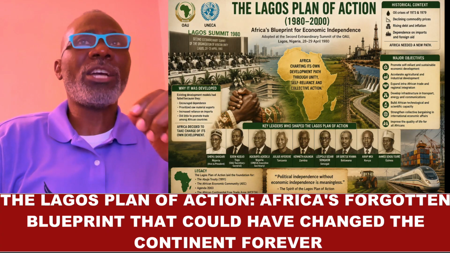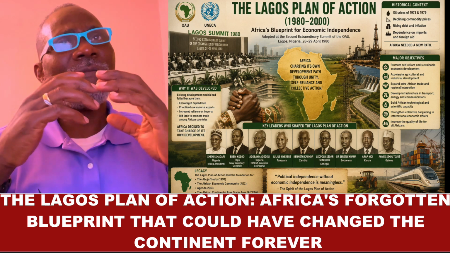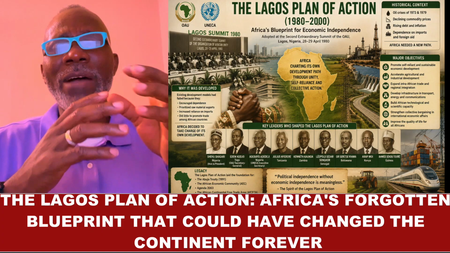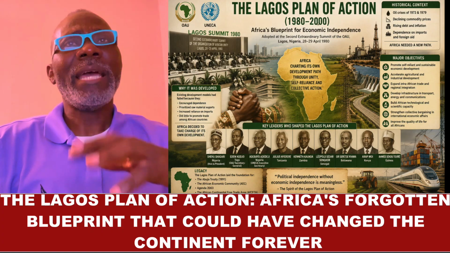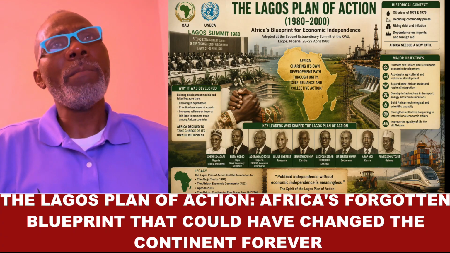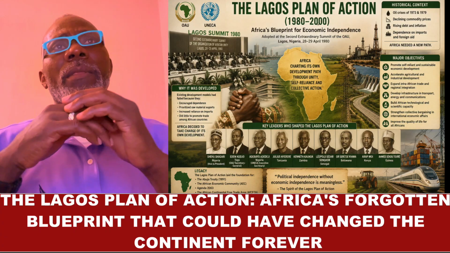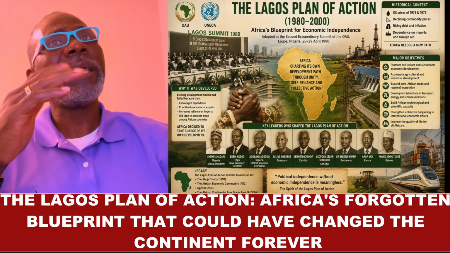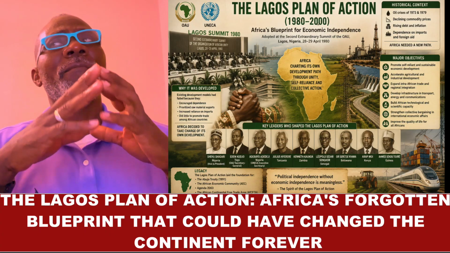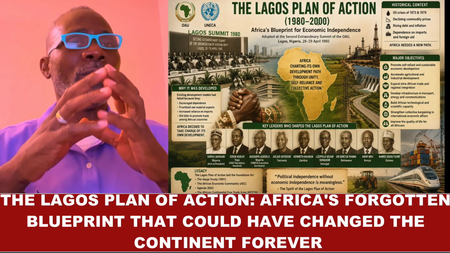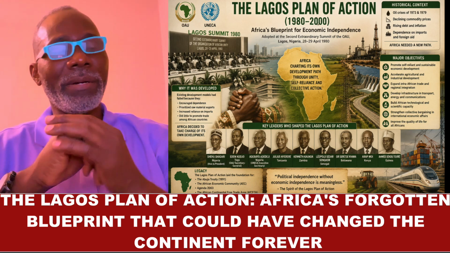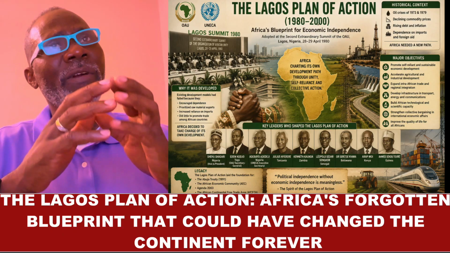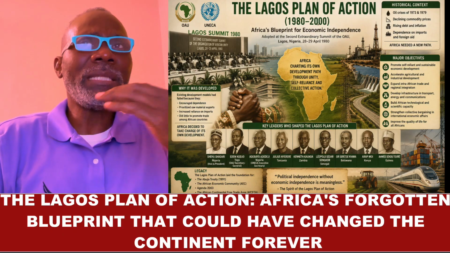It's one of the most important economic blueprints ever adopted by African leaders. It was approved by the Organization of African Unity and the United Nations Economic Commission for Africa, UNECA, at the second extraordinary summit, way back, here in Lagos, Nigeria, from 29 April 1980. That's a bad month for us in Liberia, April 1980.